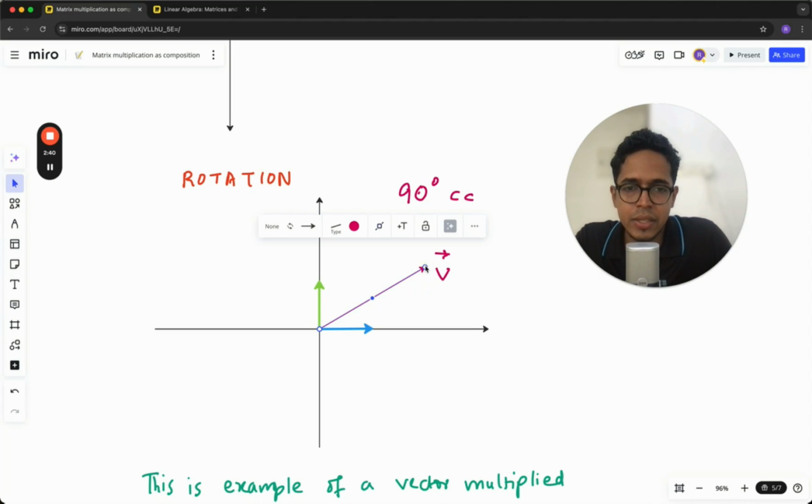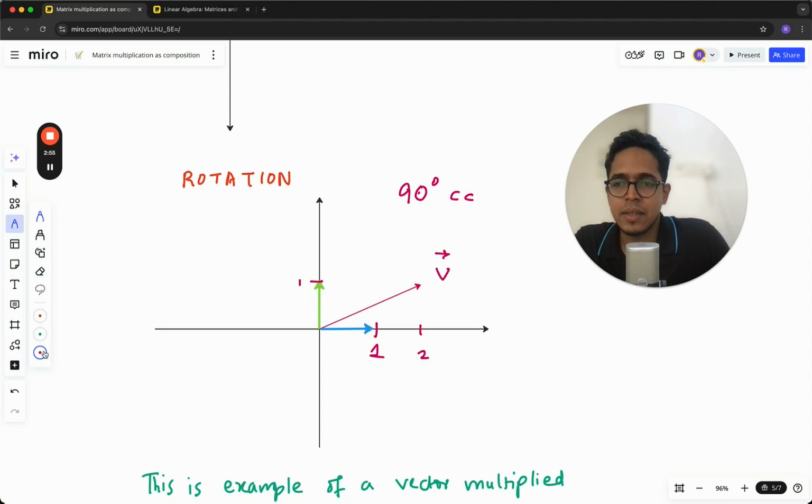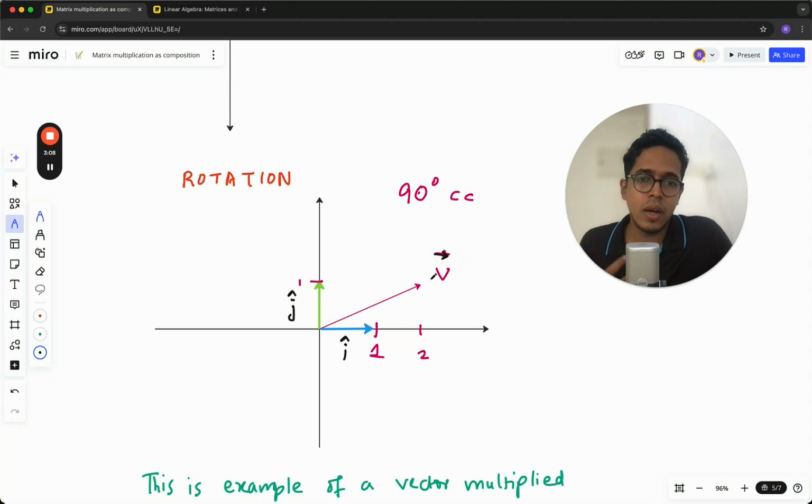Maybe for ease of writing, I'll keep this vector in such a position that along the x-axis the length is 2, and along the y-axis it is 1. This green arrow is nothing but the j unit vector, and this blue one is the i unit vector. We all know what happens to v, because we can directly rotate it by 90 degrees counterclockwise and see. But let us look at it a bit formally.